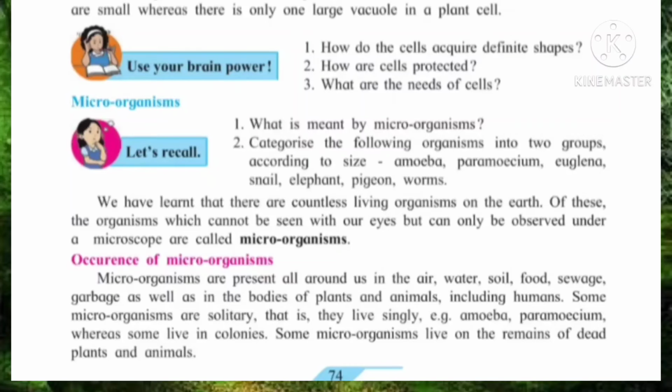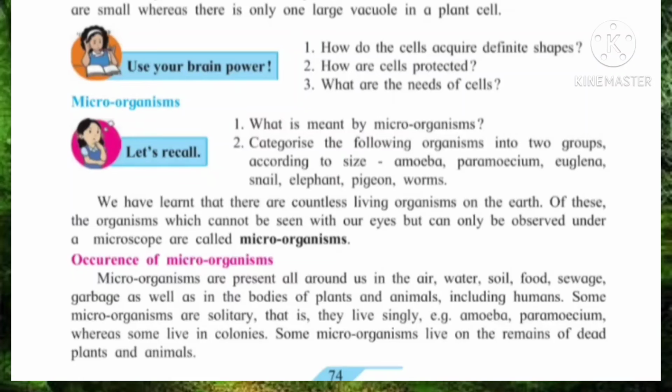All around us microorganisms are there. And what is there surrounding us? Air, water, soil, garbage, human beings, plants and animals are there. In all these things there are microorganisms. Within a body also there are microorganisms. In air, water, soil, garbage, in all these things there are microorganisms.